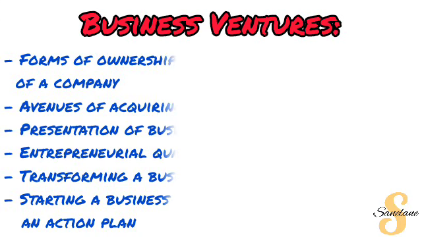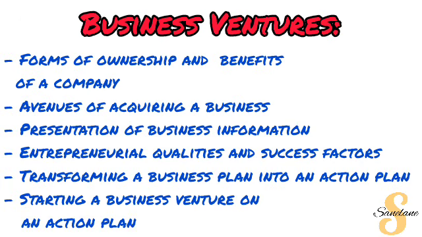The first main topic when we get into our paper 2 is going to be business ventures. For you to be fully prepared for this topic, you need to cover the following. First, the forms of ownership. With the forms of ownership, we know we're talking about things like the sole trader, that is the sole proprietor, the partnership, the companies, and then you're also going to look at what are the benefits of owning a company. And then the second thing you have to cover is avenues of acquiring a business.